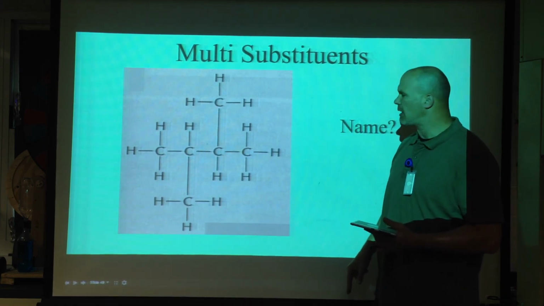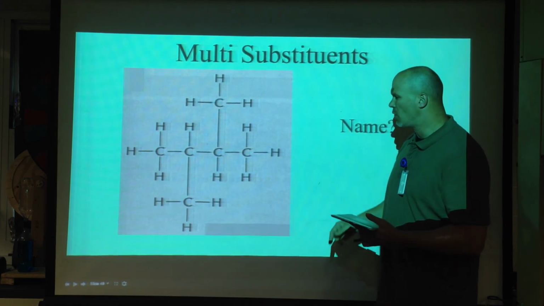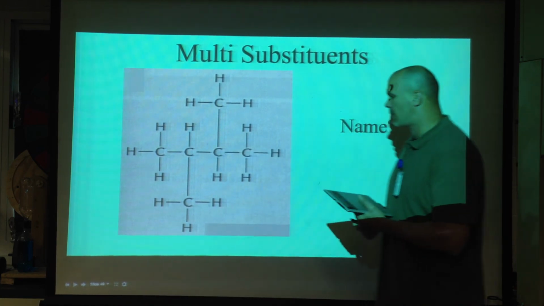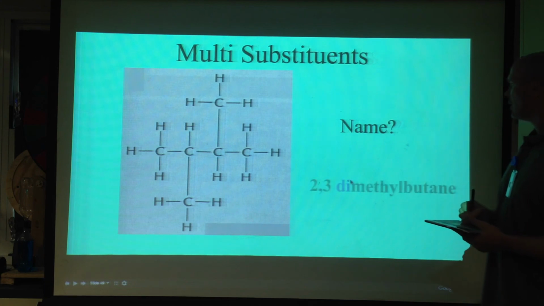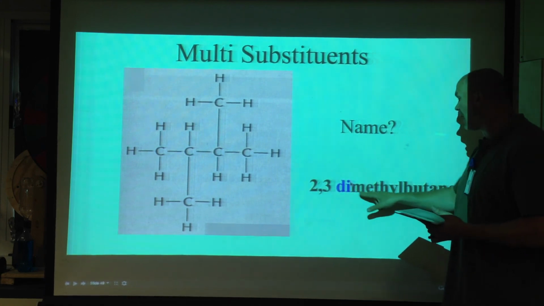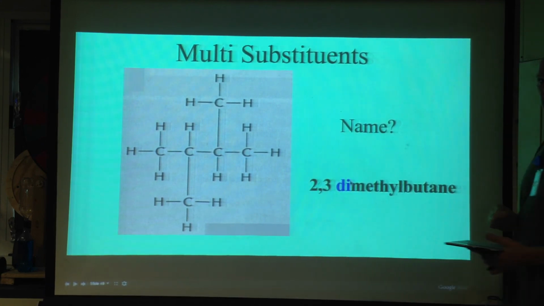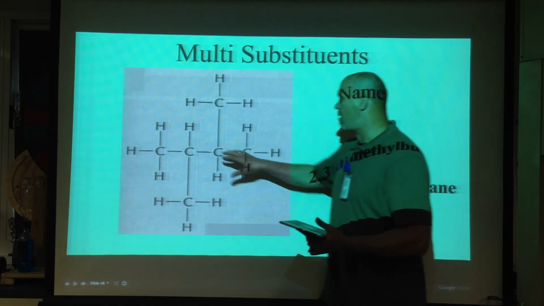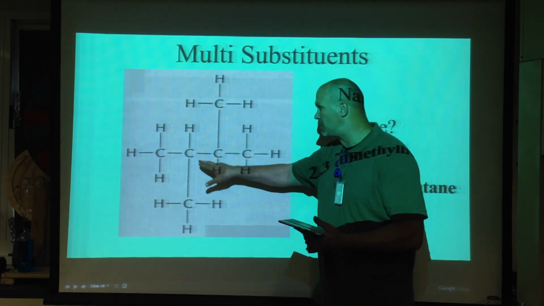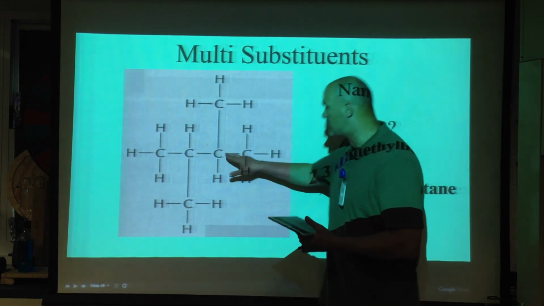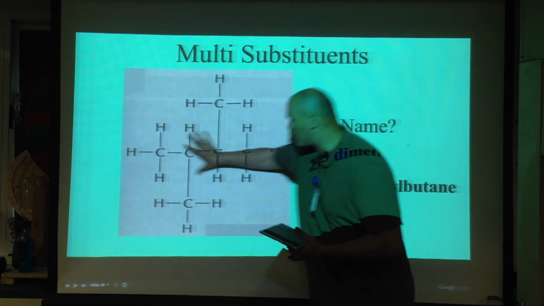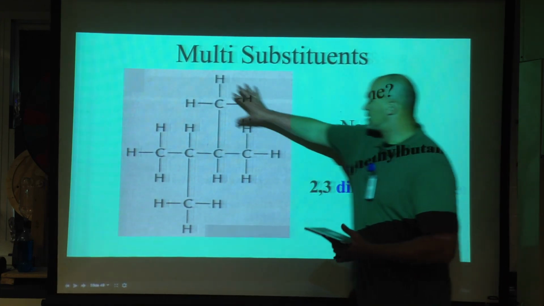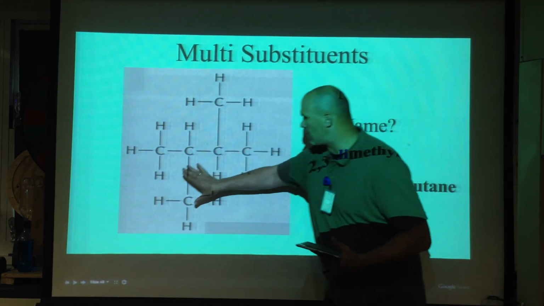So what do you think you have there? Well, you know you have a butane, but you got them on the second and the third no matter how you count. So the name of this is going to be 2,3-dimethylbutane. Why? On the second and third, no matter how you count, because these are the inside carbons, 1, 2, 3, 1, 2, 3. If this is my longest continuous chain, I've got a methyl group on my second and a methyl group on my third.